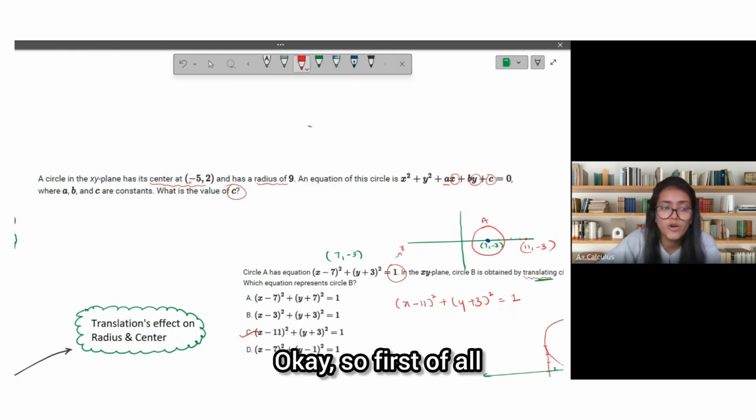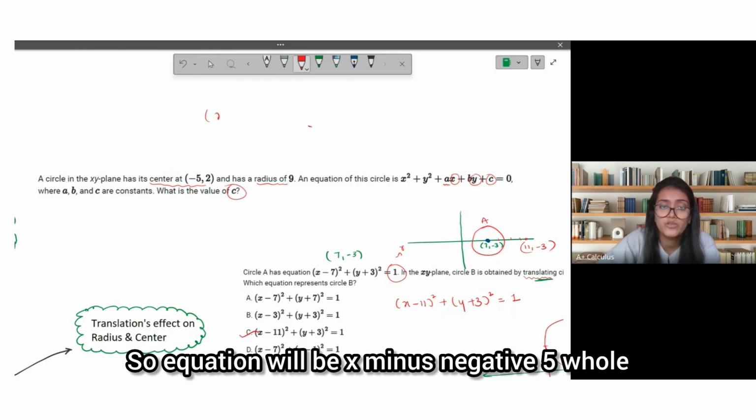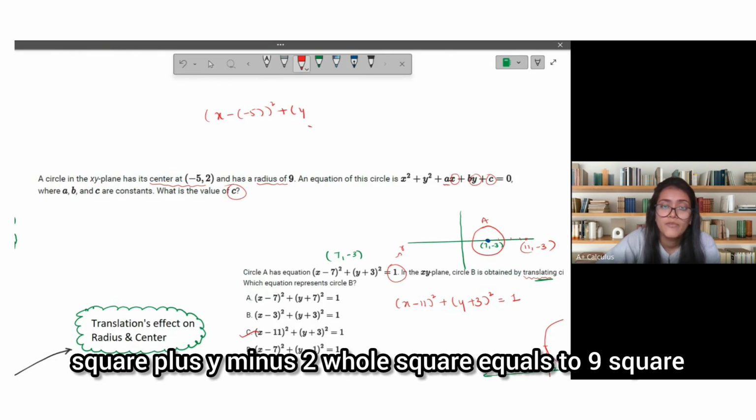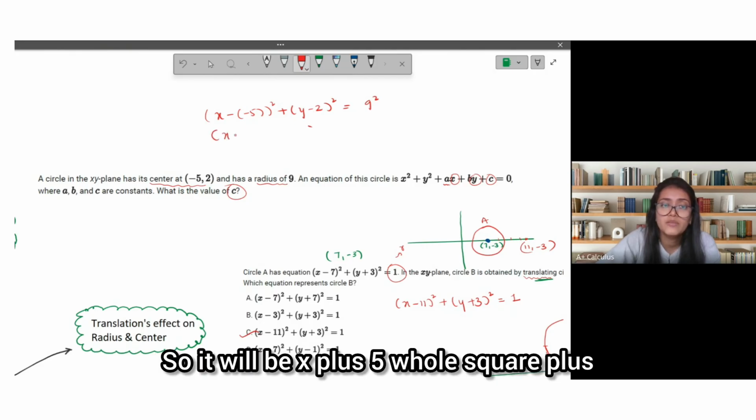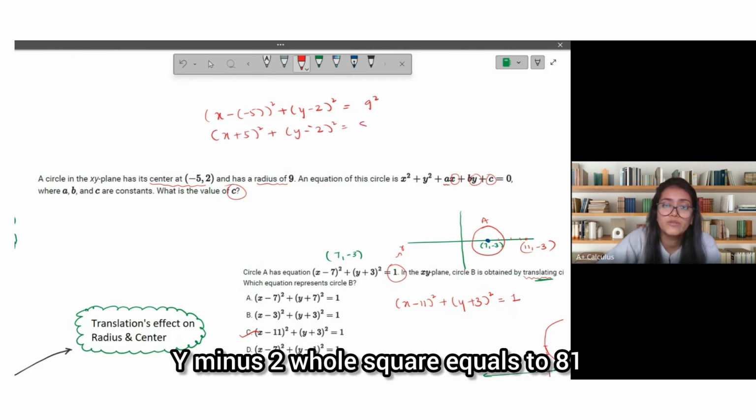First of all, write the equation in the standard form. So the equation will be x minus -5 whole square plus y minus 2 whole square equals 9 square. So it will be x plus 5 whole square plus y minus 2 whole square equals 81.